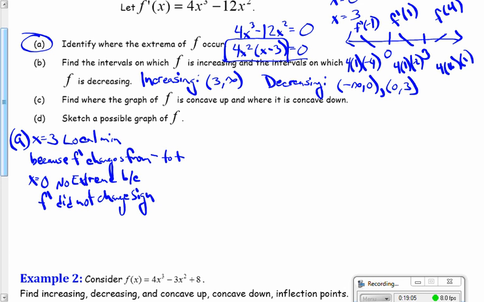So really, part A and B were a review of what we just did yesterday. How's that going in context? Does that help? Almost done. We're going to do C and D, and then we're going to call it. Okay?